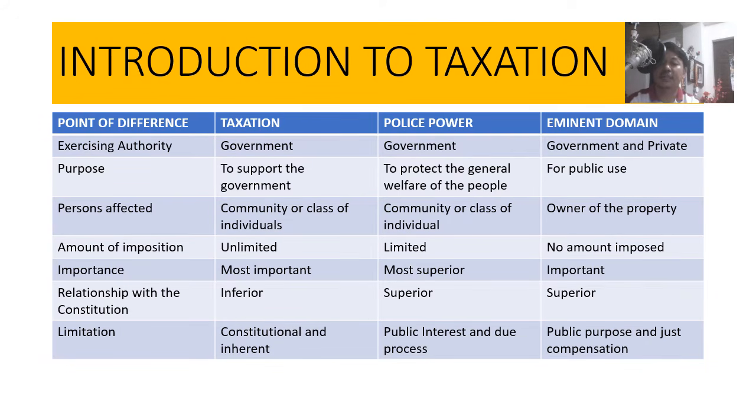Okay, so this is a matrix to know yung differences at saka similarities ng tatlong powers of the government. Namely, taxation power, police power, at saka yung power of eminent domain. So, isa-isahin natin as to exercising authority. So, sino ang nag-exercise nito? Yung taxation, it is only sa government. So, same sila sa police power. However, naiba lang sa eminent domain kasi it can be exercised by government and then sa private. So, in other words, yung eminent domain, pwedeng i-assign, yung power na yun, pwedeng i-assign ng government.